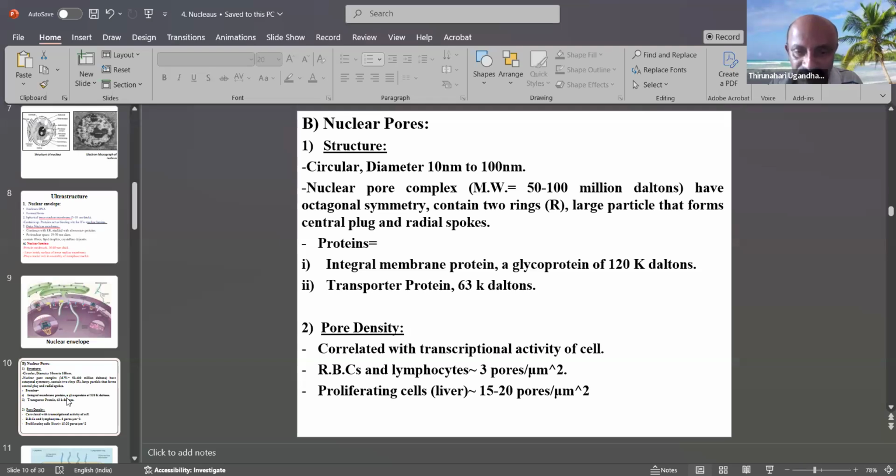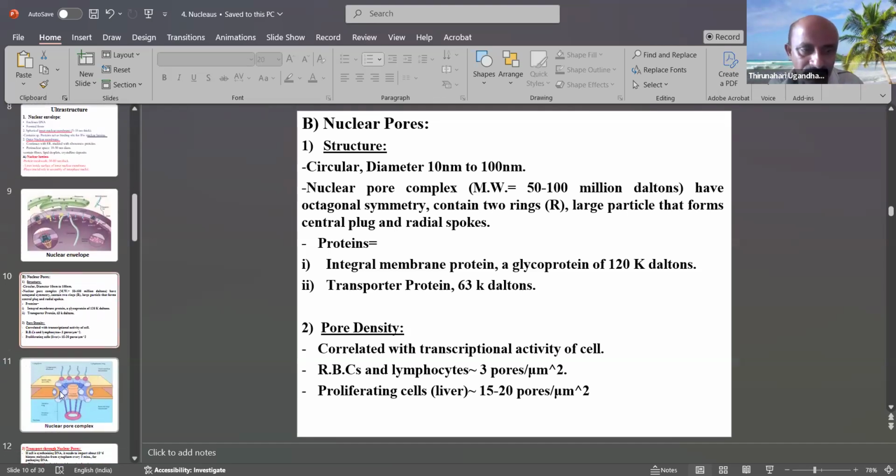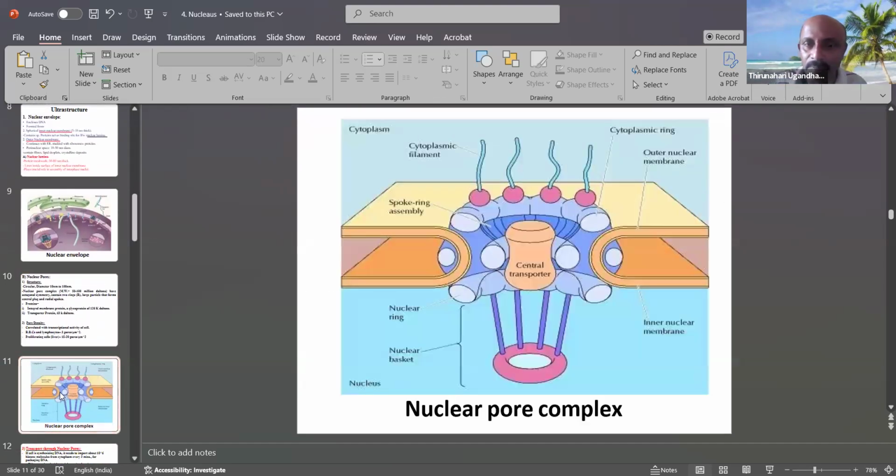Pore density is correlated with the transcriptional activity of the cell. In red blood corpuscles and lymphocytes there are about 3 pores. In proliferating cells like liver cells, there are 15 to 20 pores per square micron. The pore is responsible for transport between the nucleoplasm and cytoplasm. So this is also important for the nuclear pore complex.